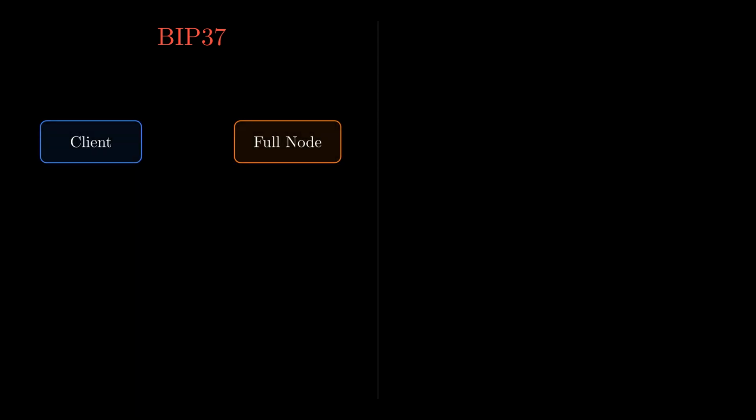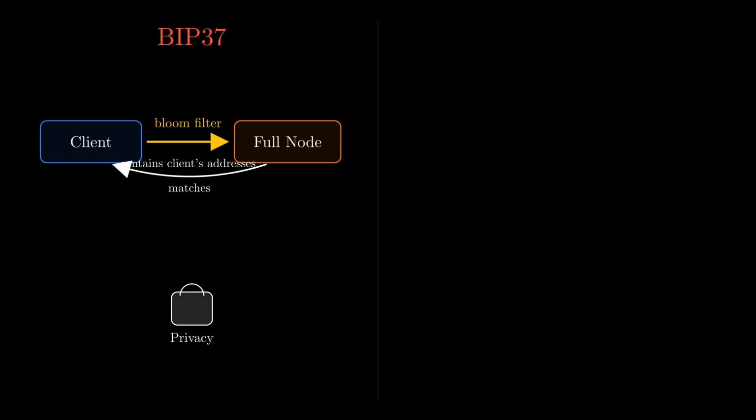BIP37, the old light client protocol, asked the client to build a Bloom filter of its own addresses and hand that filter to a full node. A Bloom filter is a compact probabilistic set. The node would scan blocks and return matches. The flaw is obvious in hindsight. The client just told the node exactly which addresses it cares about. Privacy gone.